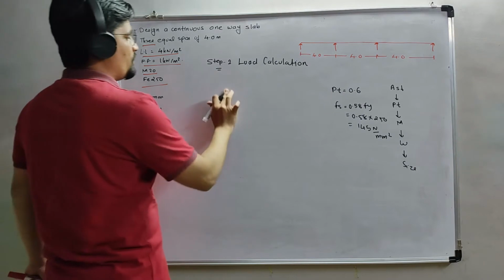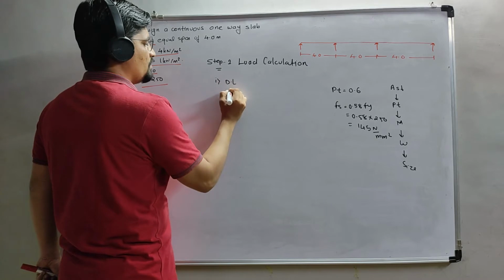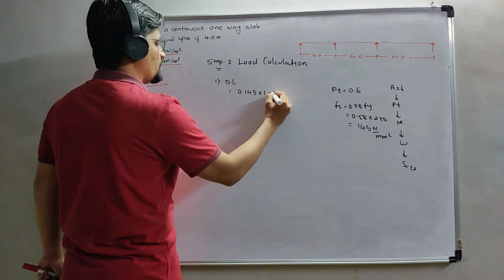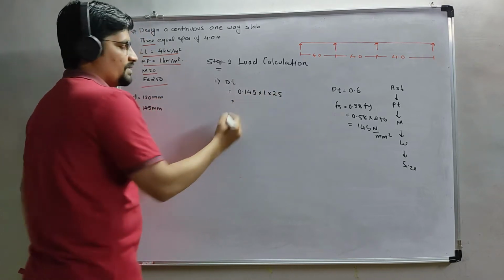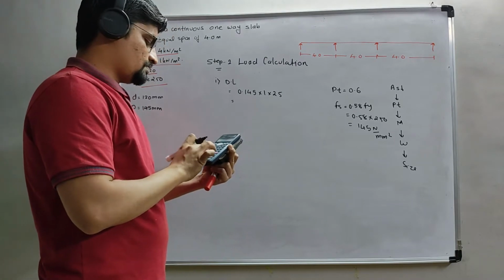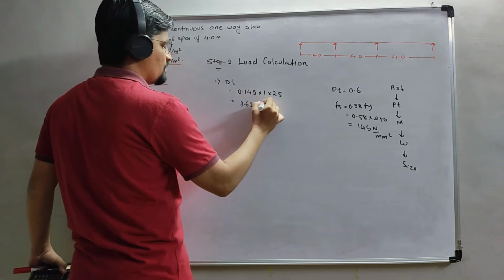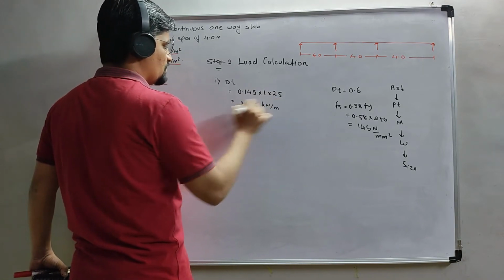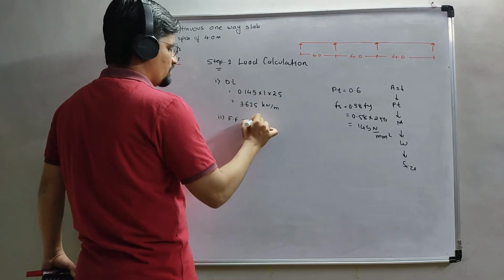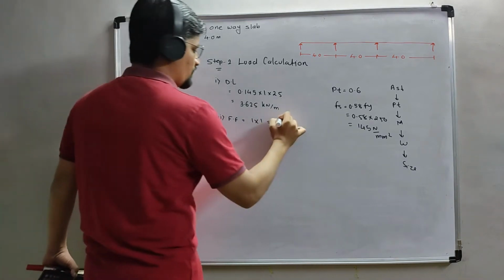Okay, so first of all we will take as a self weight dead load, which is 0.145 into 1 into 25. It will be like 3.625. Second one will be floor finish load. It is 1 into 1, so 1, which is provided here. Okay, 1 kilonewton per meter.